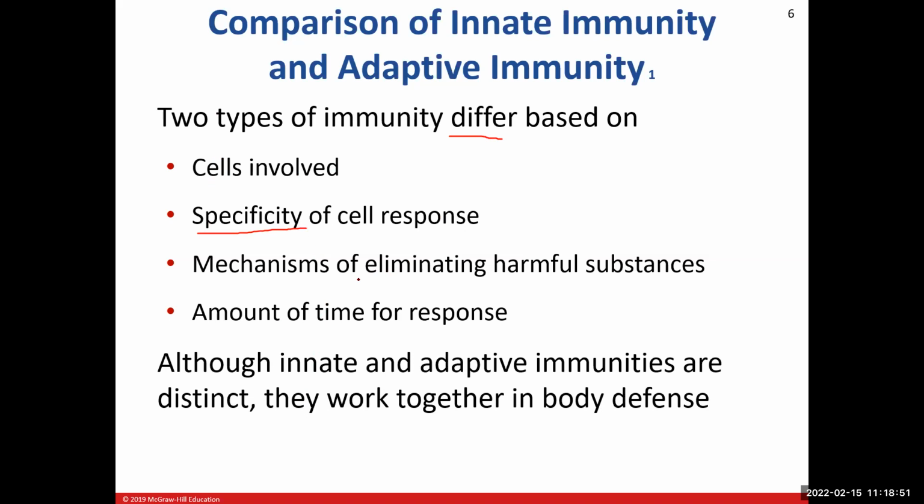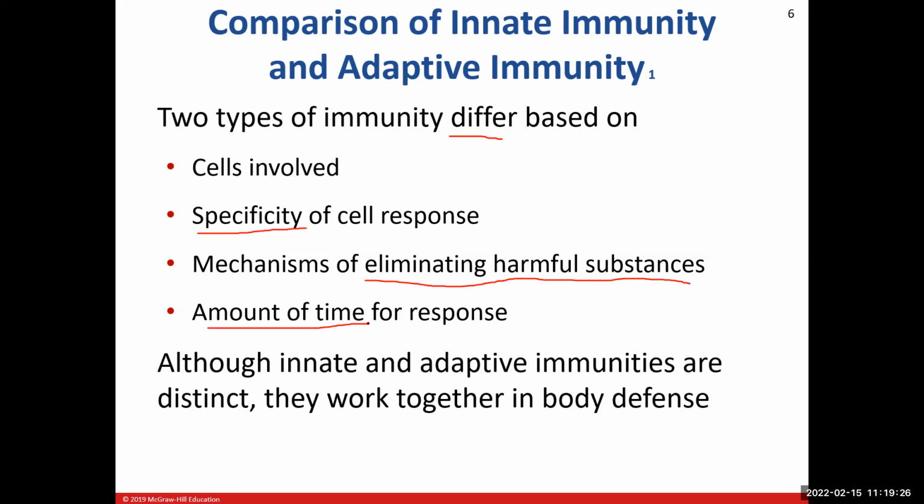How are we going to get rid of whatever it is that invoked the immune response? If you have a virus or a bacteria, how do we get rid of that stuff? And then, of course, just like with most things, time. How long is this going to take? Is this going to be a couple minutes, a couple days, a couple weeks? Hopefully not months. But it all depends on what is going on.